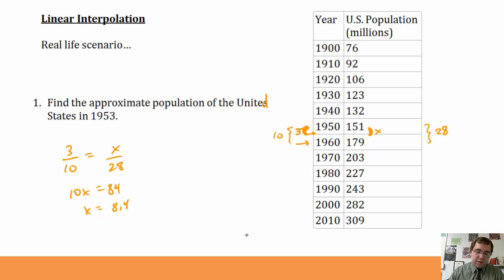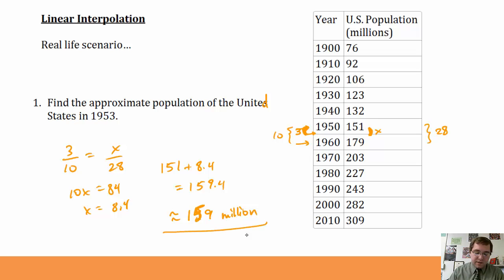So what is the approximate population of the United States in 1953? Well, it's 8.4 more than what it was in 1950. So I need to take 151 plus 8.4, and I get 159.4. So approximately 159 million.